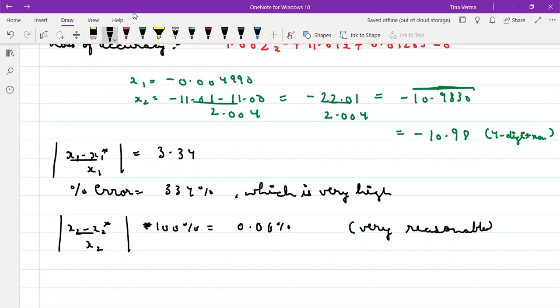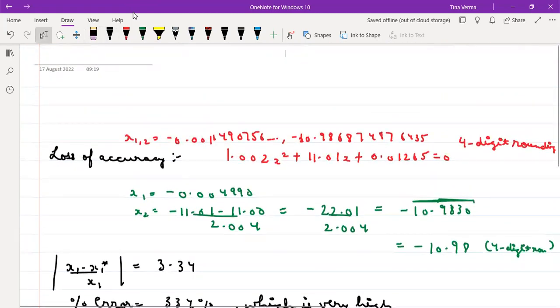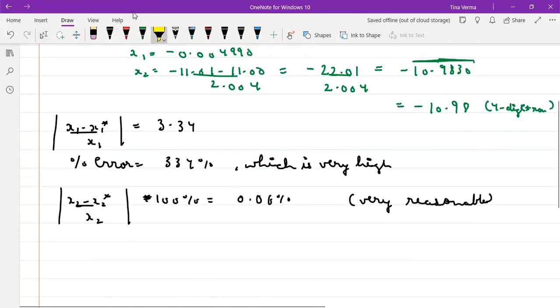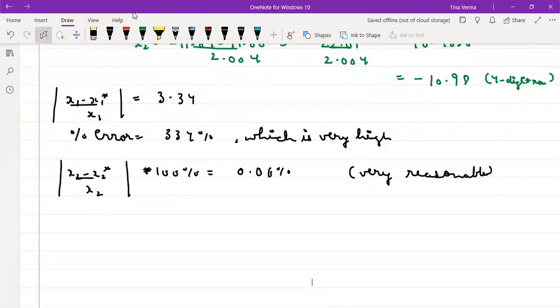So why does it happen? Because we have the loss of accuracy. In the loss of accuracy, you can see that we were doing minus 11.01 plus 11.00 divided by 2.004. This is the subtraction of two nearly equal numbers. That's why the error has occurred, and we lost significant digits in the first step. Then we divided. So what can we do to overcome this situation, so that we can maintain our accuracy?